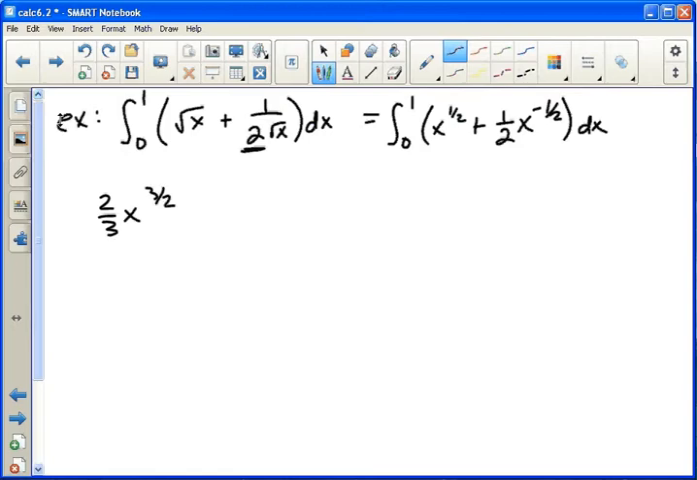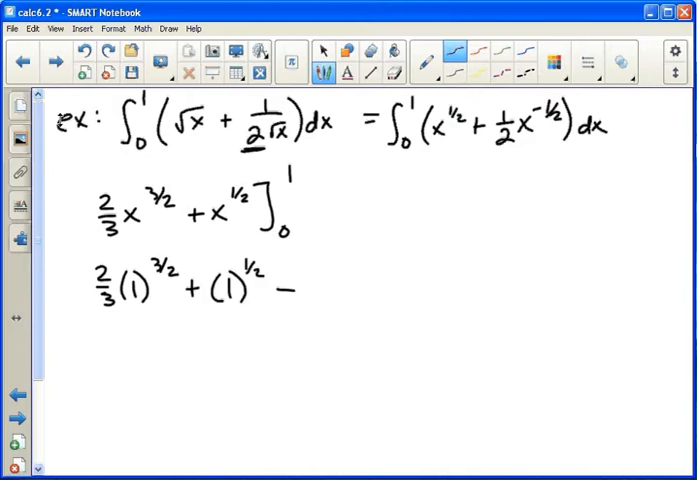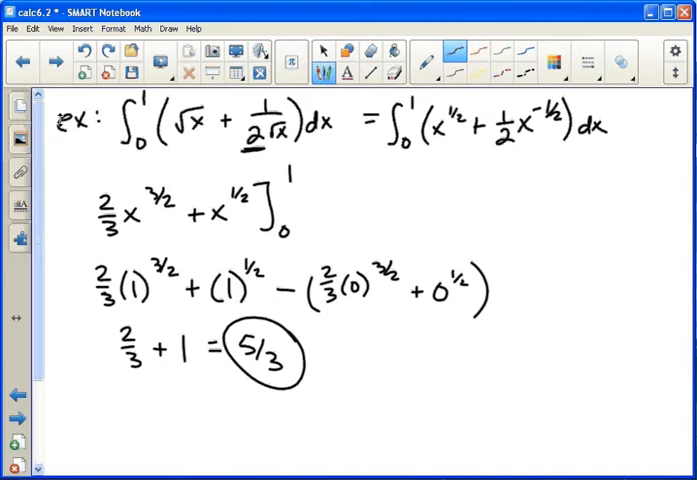Plug in the top equation. Top number, top boundary, which is 1. Plug the top into the equation, and then plug the bottom one into the equation. If you notice, that's all just going to become 0, so I'm not even worried about that. So I just end up with 2/3 plus 1, which is 5/3. Alright, remember, anytime I'm going too fast, you're welcome to pause the video. I'm going to do one more example.